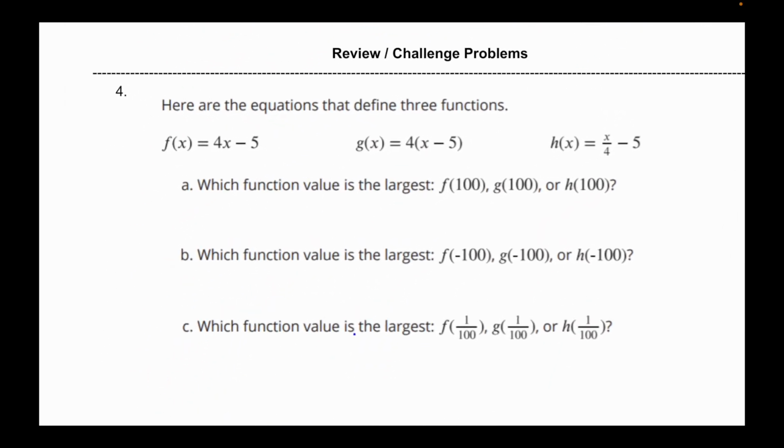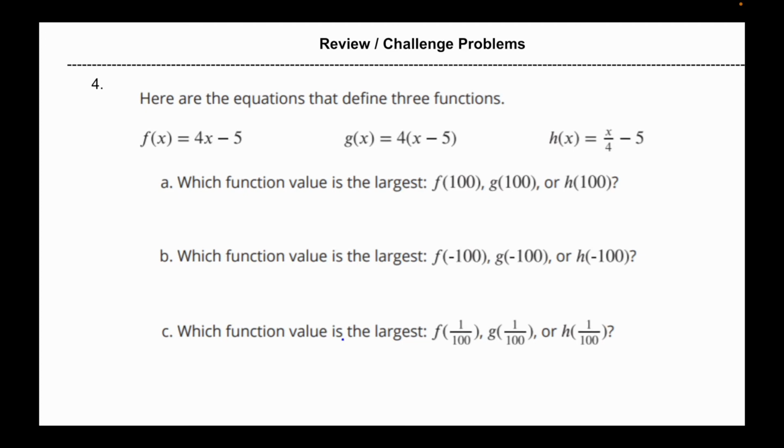So we have 3 functions, f of x, g of x, and h of x. They want us to compare which values are going to be the largest if we have 100 as our input, if we have negative 100 as our input, or if we have 1 over 100 as our input. So we have 3 different values here for parts A, B, and C, but they're asking us to compare which one is the largest out of all of these.